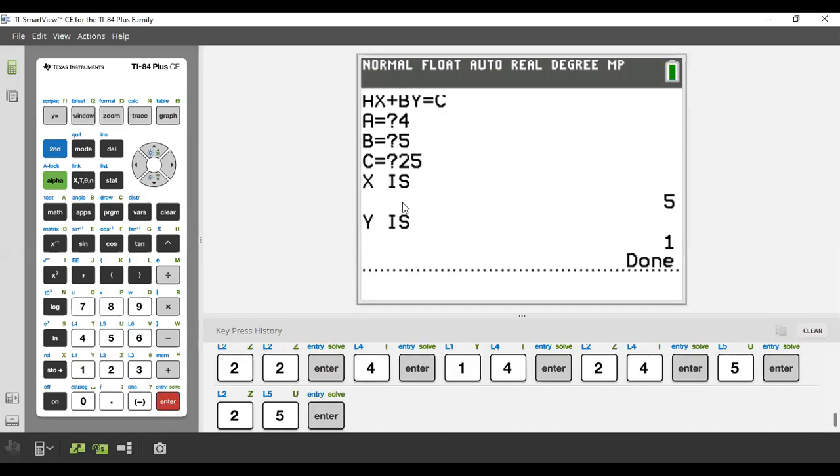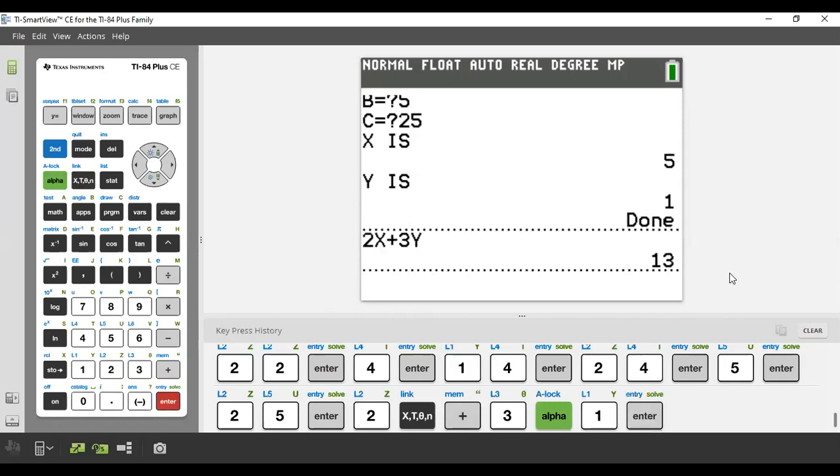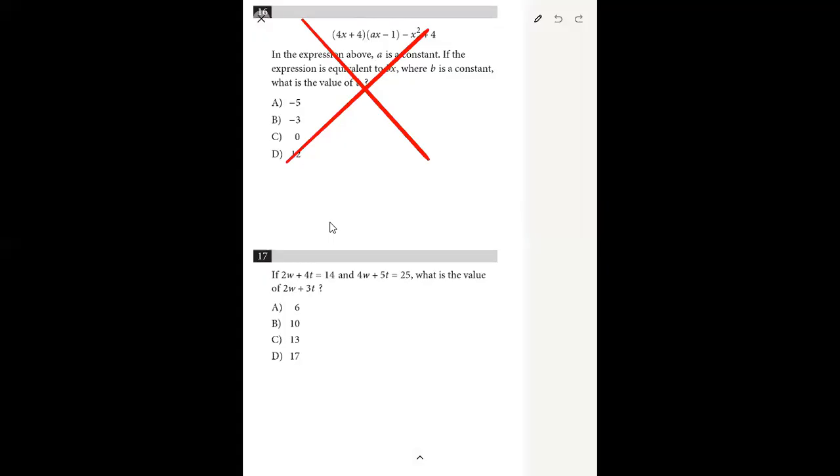But we don't want the intersection. What we want is 2x plus 3y. So since these values are stored in the x and y variable, all we have to do is just use them. 2x plus 3y. Alpha 1 gives us the y variable. Press enter. Tells us that the answer is 13. So we would go over here. And the answer is C, 13. So this would be 5. System of equations.